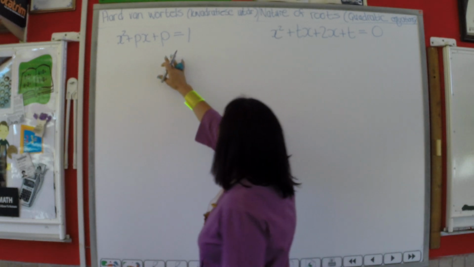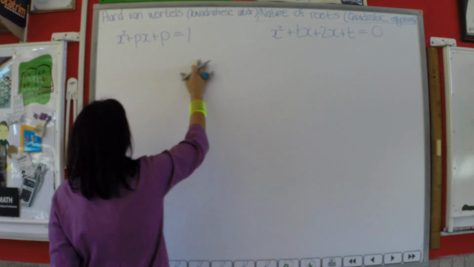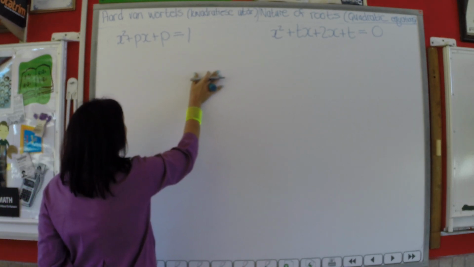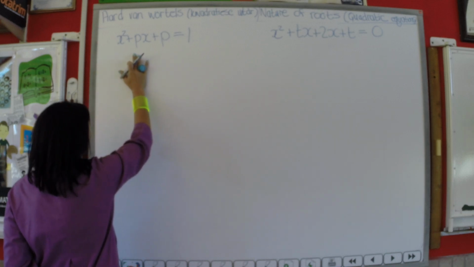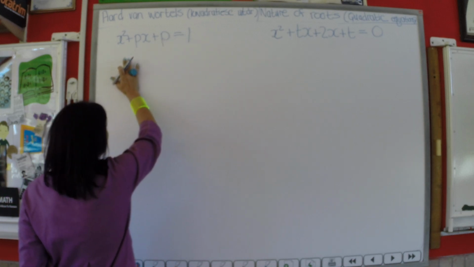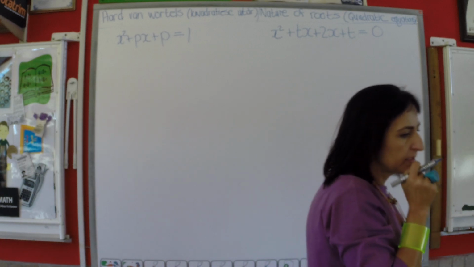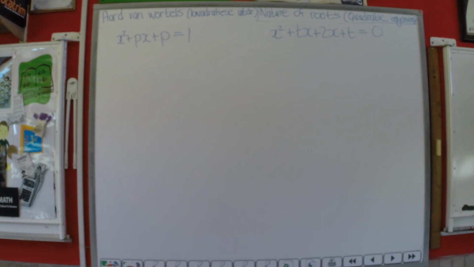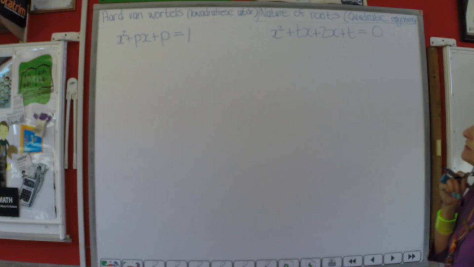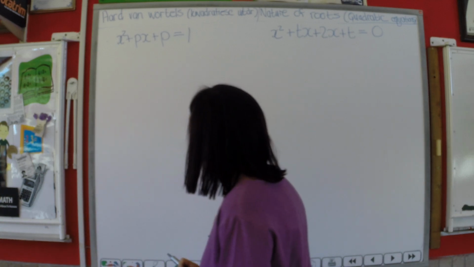Ons kyk na hierdie vergelykings en die vraag by hierdie vergelykings. We can clearly see that in these equations, it's quadratic equations, but what's different again with these quadratic equations is that there are other variables in them, and specifically in this one, it is not in standard form. So the question here is: show that the roots of this equation are rational for all rational values of P. Wys dat die wortels in hierdie vergelyking rasionaal is vir alle rasionale waardes van P.